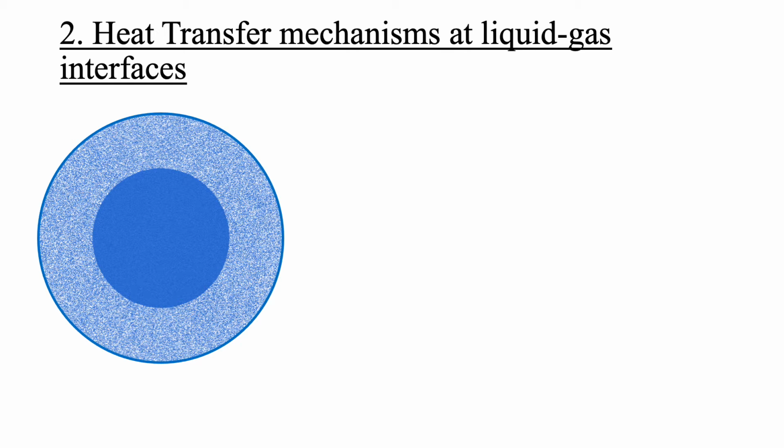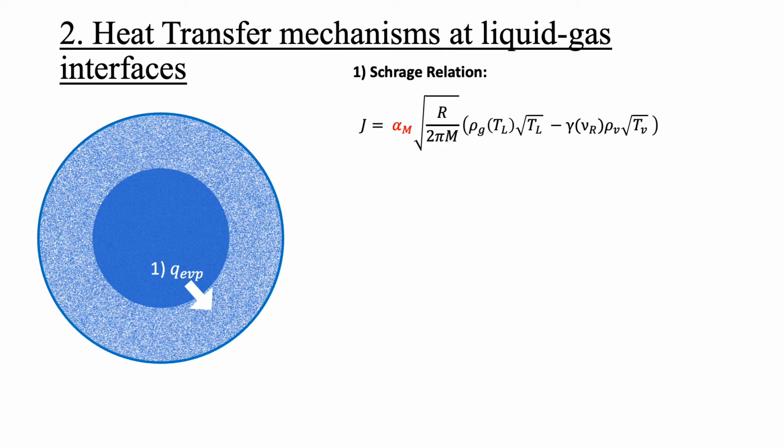The first of these mechanisms is the transfer of heat through evaporation, where thermal energy is transferred through the interface thanks to the constant phase changes of molecules between liquid and gas states. This mechanism is described using the Schrage relation.